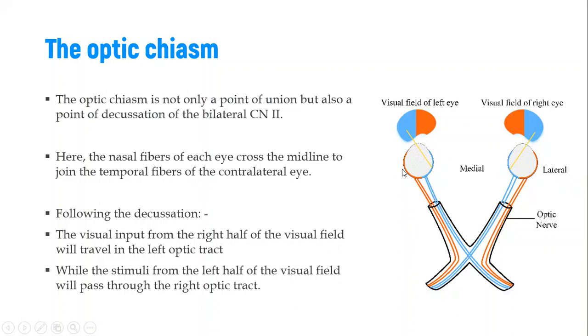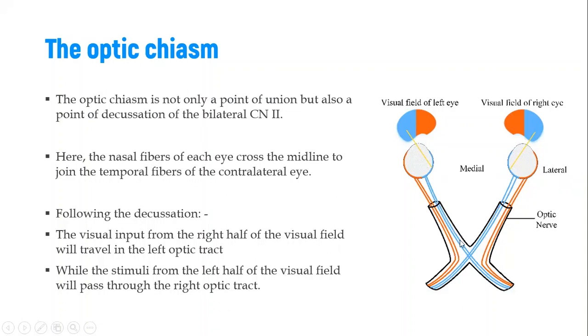The same thing, if this is your left eye and you have your nasal retina here, looking at this half of the field of view, the rest of it will be carried to the right side. Okay, so that is the point you need to know. While the stimuli from the left half of the visual field will pass through the right optic tract.